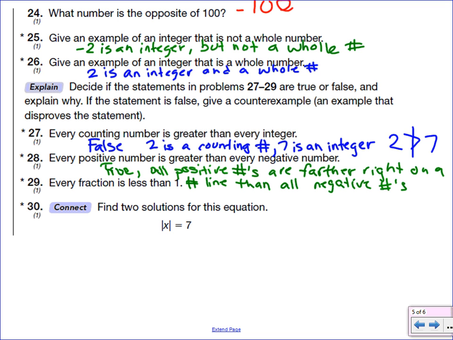Every fraction is less than 1. This is another one that's false. Proper fractions are less than 1. Oops, false. But 3 over 2 is a fraction. And 3 over 2 is 1.5, which is more than 1.